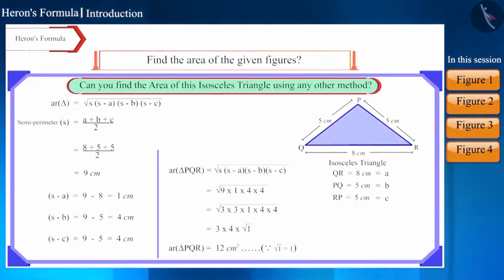Can you find the area of this isosceles triangle using any other method? You can discuss it with your friends.